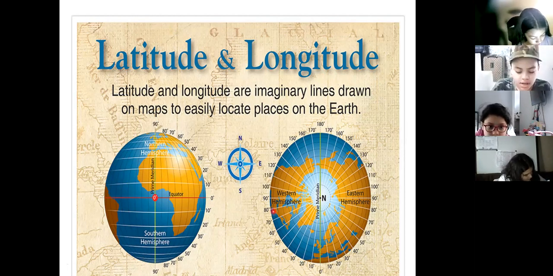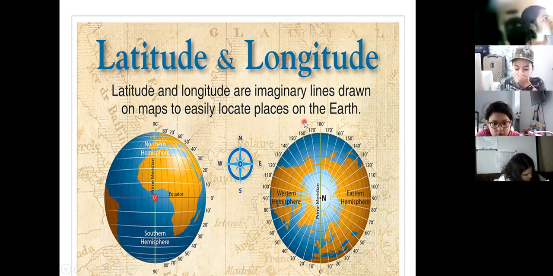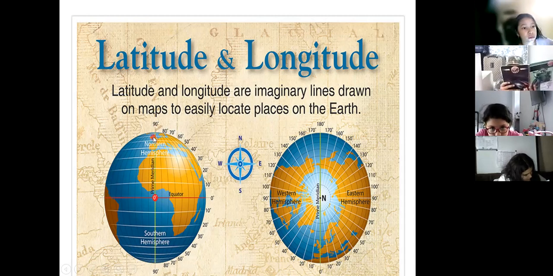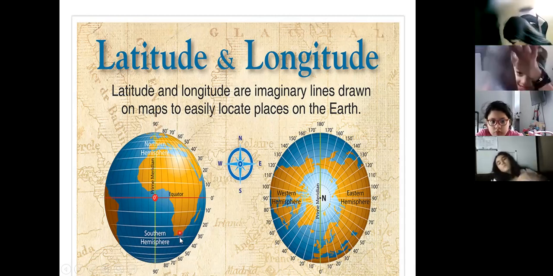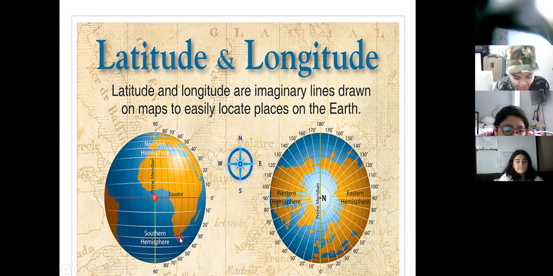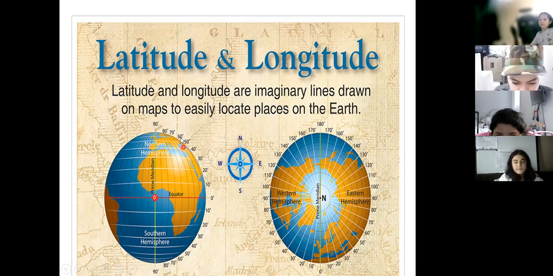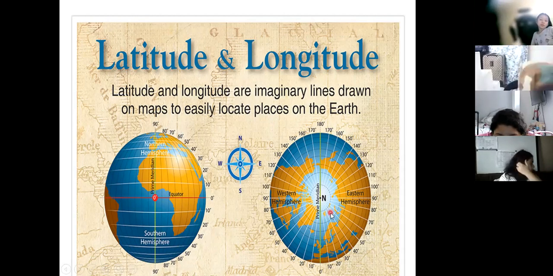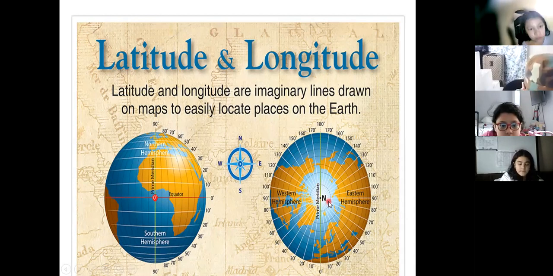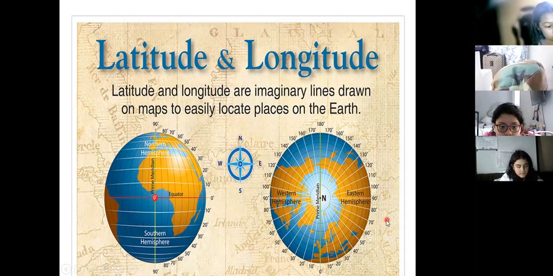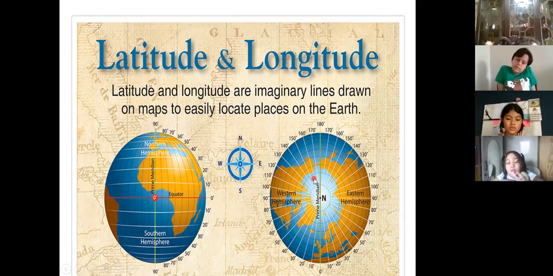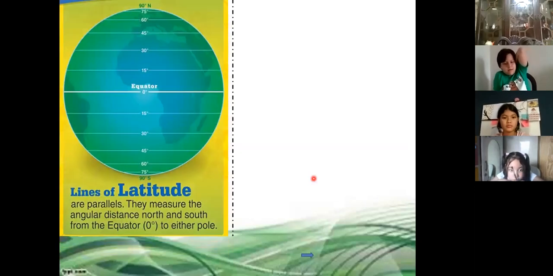They are imaginary. They are drawn just on maps to easily locate the places. Using these lines on maps, they can locate countries, cities, some places, right? As you can notice here, we have the lines also seen in another way. These lines help us to read maps. We can find them on maps. So they are latitude and longitude lines. Here I have the information, some examples.